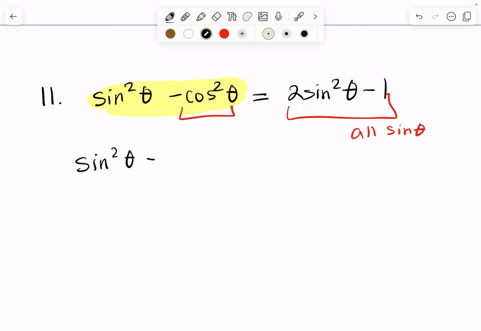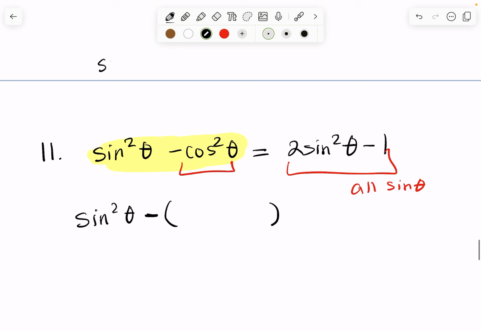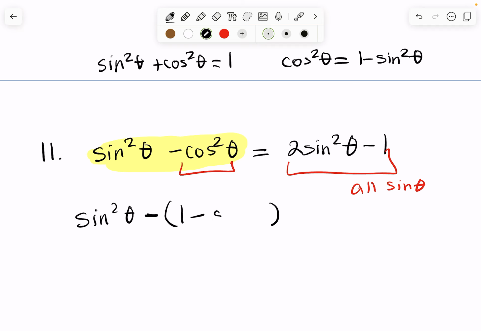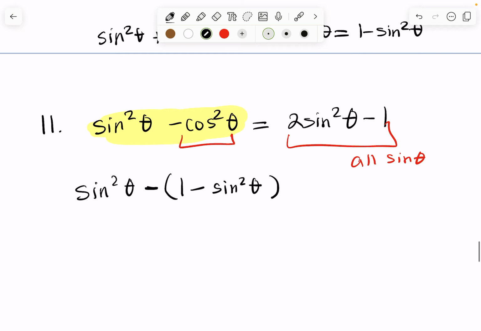When you have this minus sign, everybody, whenever you replace the cosine squared, make sure that you put it in parentheses because that negative sign will distribute. Hopefully we remember that this statement equals 1. And then if we solve for cosine squared, that equals 1 minus sine squared. So I'm going to take that and put it in place of the cosine squared. Then I'm going to take the negative sign and distribute.